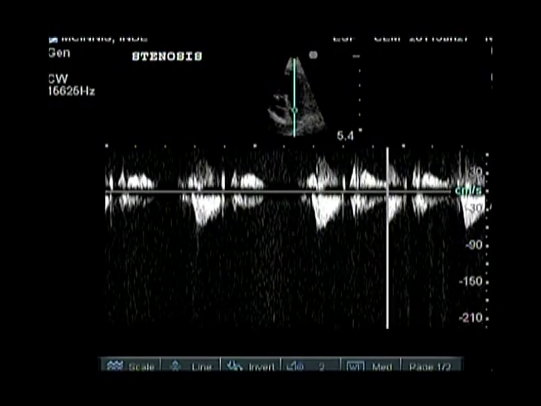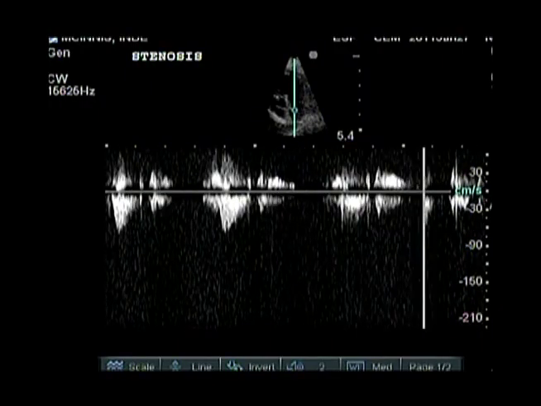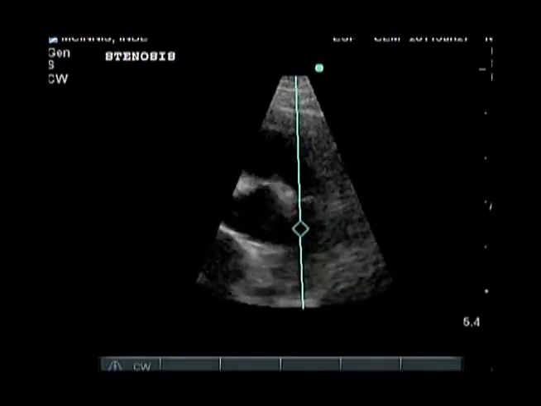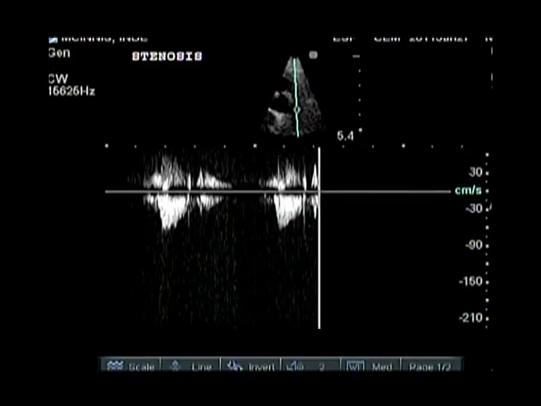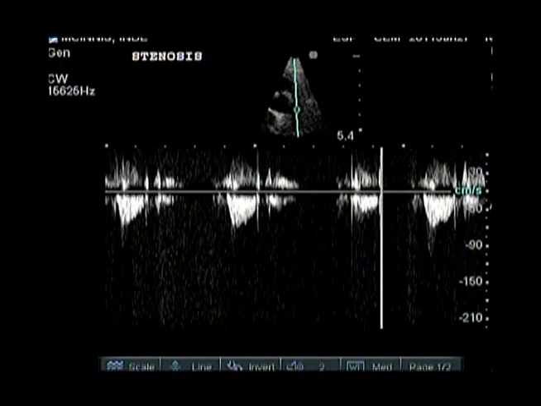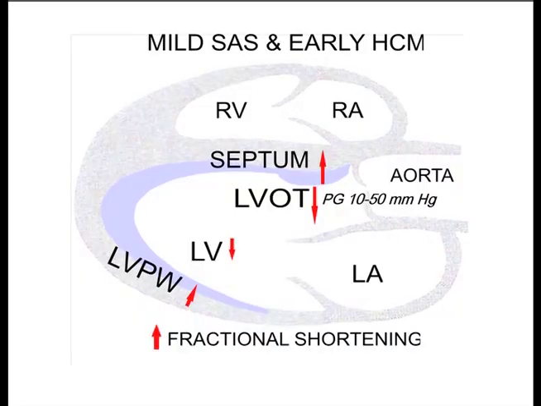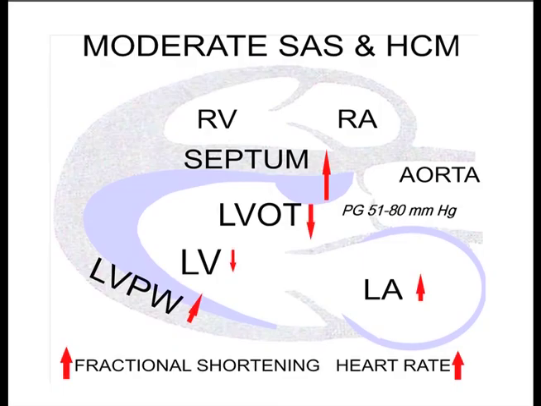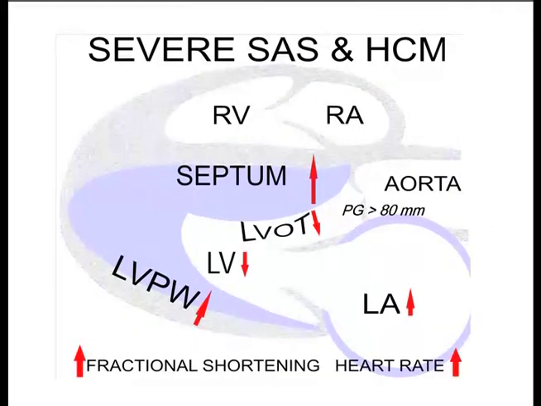Spectral Doppler will tell us the velocity of blood flow and the estimated pressure gradient required to force the blood through a small opening. Stenosis is most important in the aortic and pulmonary valves. A pressure gradient of 10 to 50 millimeters of mercury indicates a mild stenosis. A pressure gradient of 51 to 80 millimeters of mercury indicates a moderate stenosis. A pressure gradient of 81 millimeters of mercury or higher indicates a severe stenosis.